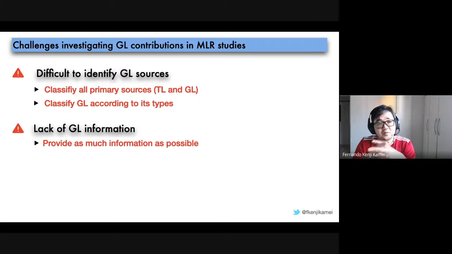The second challenge is related to the lack of gray literature information. We recommended that researchers include as much information as possible about the gray literature, for instance, the type of gray literature, the type of producer, the year of the source, and the web link of the source, because we identified some gray sources for which the web link was not provided.